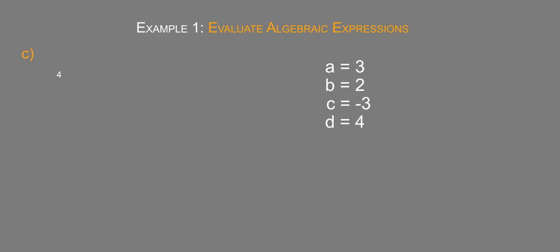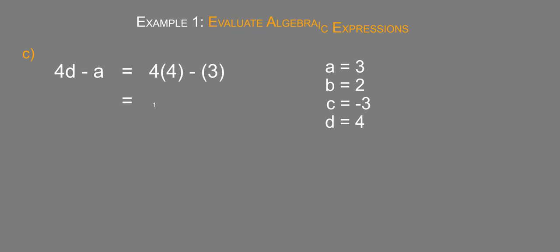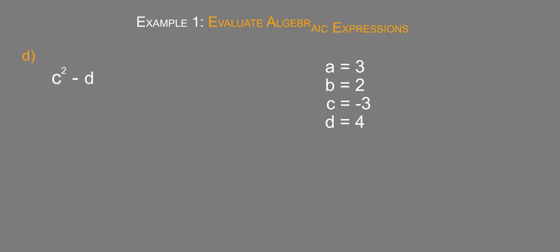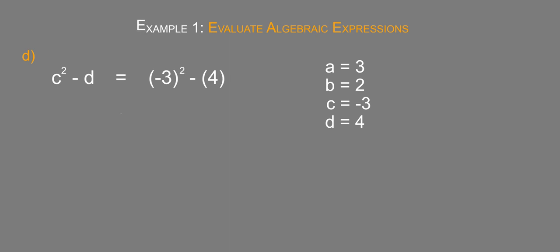Part C, we're given 4d minus a, so 4 times, we substitute d equals 4, minus a equals 3, and that is 16 minus 3, which equals 13. And finally, part D, we're given c squared minus d. We substitute negative 3 for c, so negative 3 squared minus d equals 4. Negative 3 squared is 9, minus 4 equals 5.